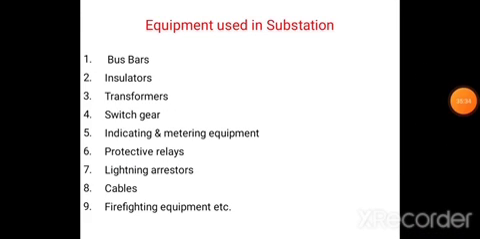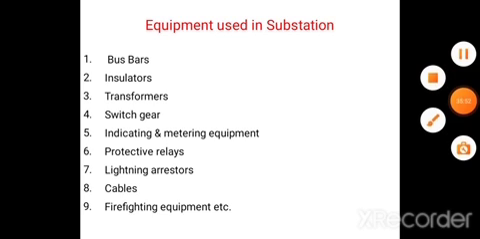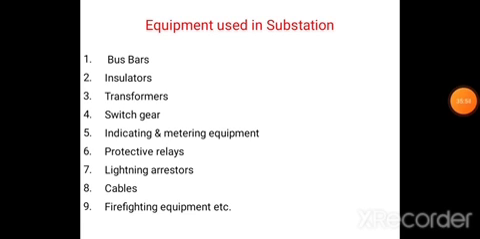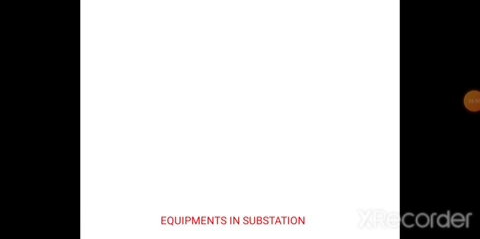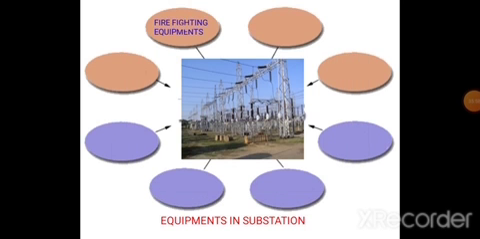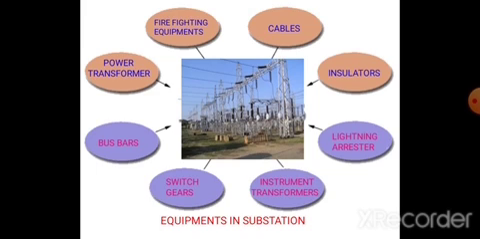So what are the equipments used in substation? Bus bars, insulators, transformers and switchgears, indicating and metering equipments, protecting relays, lightning arresters, cables, firefighting equipments. So these are the different equipments we are using in substation.